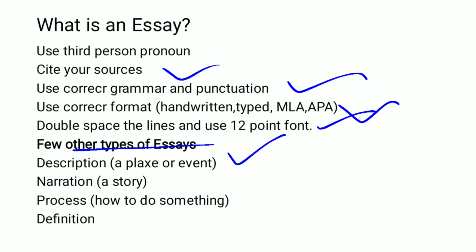A narration tells a story about something that happened. A process tells how something happens, or it tells the reader how to do something. And the definition essay does what it sounds like. It defines something, but there's a special way to define something with an essay. These essays have some different rules that apply to them, and you will learn about those another time.